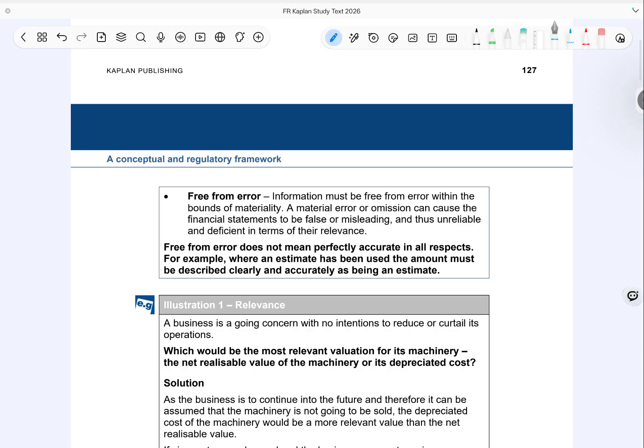But here's an exam point, an important one. Free from error does not mean 100% perfect. Accounting often involves estimates. For example, a company may estimate the useful life of a machine to be 10 years. No one knows the exact future. That's perfectly acceptable, as long as it's a reasonable estimate and the company clearly states that it's an estimate.